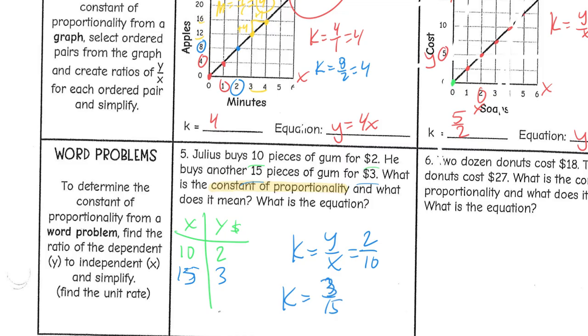Regardless, it's going to become 1/5 because they'll both reduce. So if I reduce that by 2, reduce that by 2, I get 1/5. Or if I reduce that by 3, reduce that by 3, I get 1/5. So K is 1/5, which means our equation is Y equals 1/5 X. Okay?